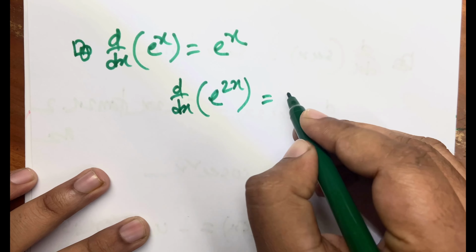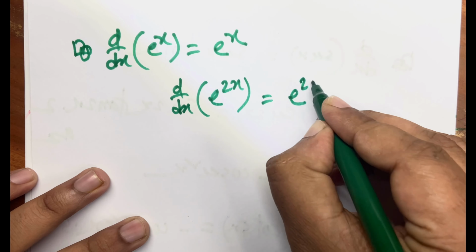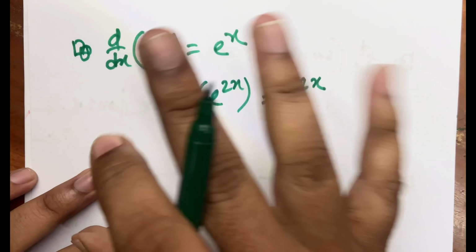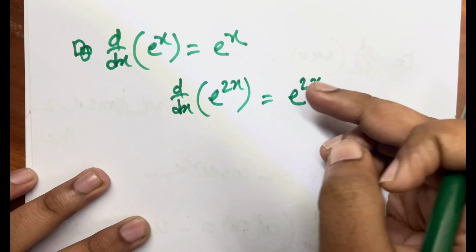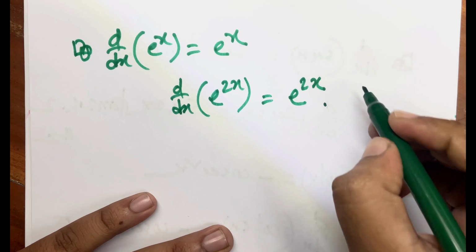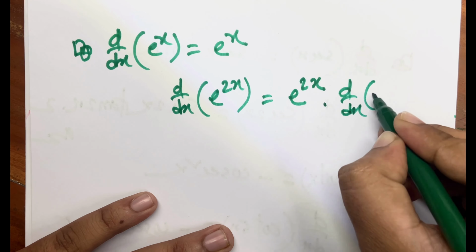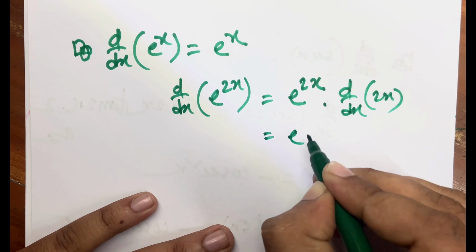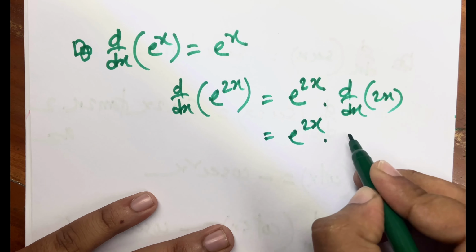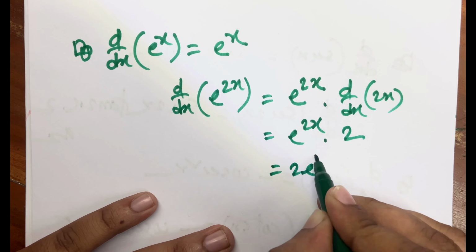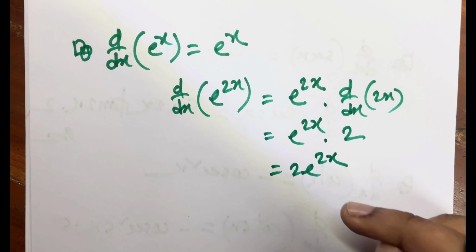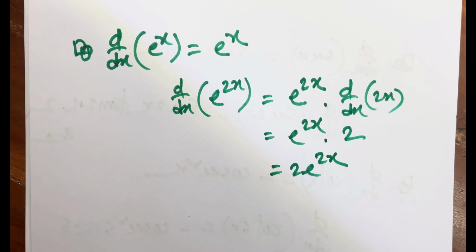You can see easily this value is e to the power 2x, because we know that there is no change, e to the power x stays e to the power x, and again d/dx of 2x is 2, so this time 2 e to the power 2x. This is the value of this problem.